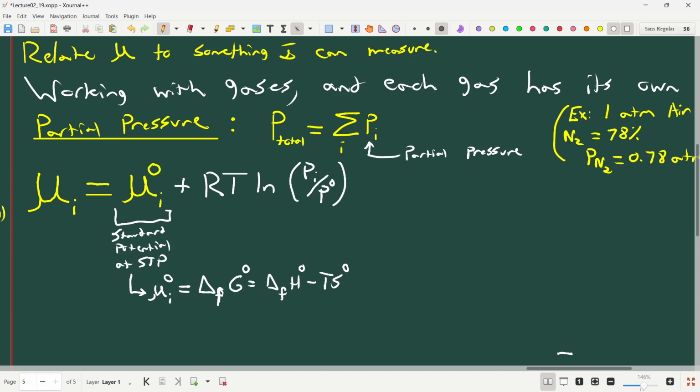So the chemical potential of a material depends on its partial pressure, which is related to concentration and mole numbers. They're all related to each other. The more moles you have of a gas, the larger its partial pressure is, because you have a larger fraction of it. But the chemical potential varies as the log of it.